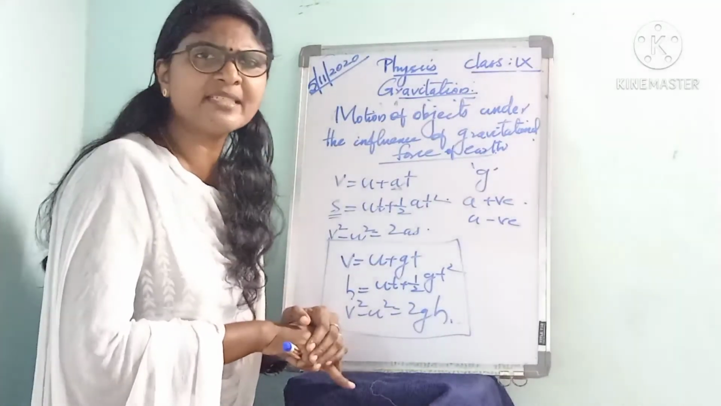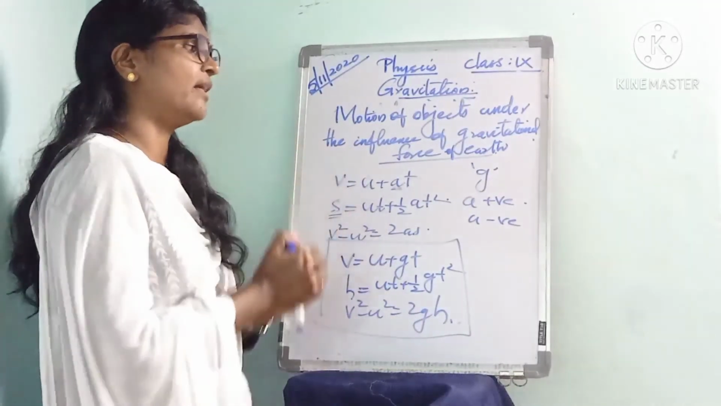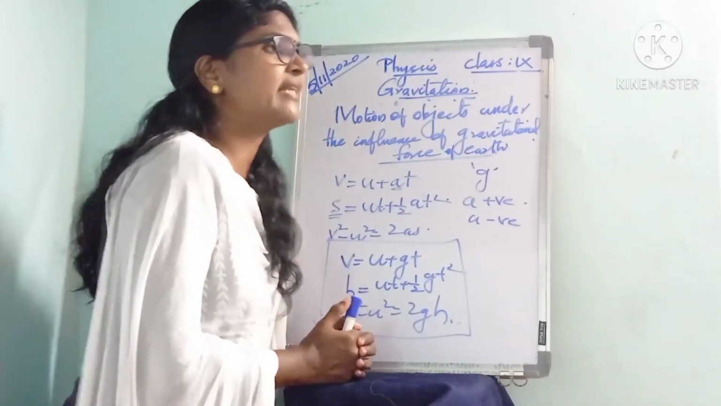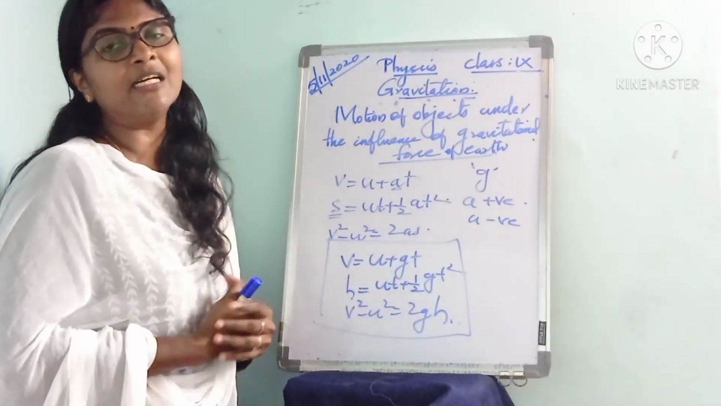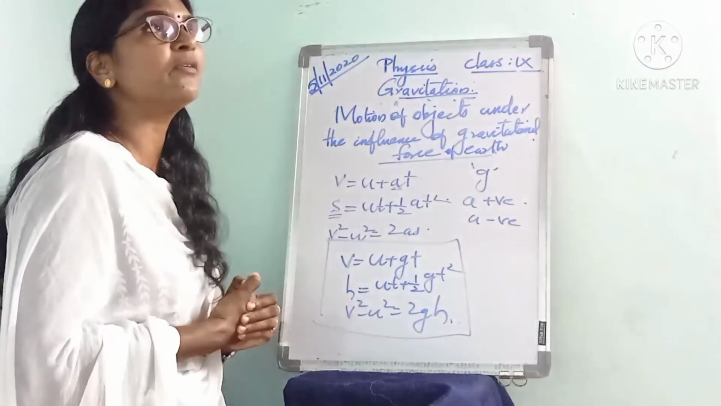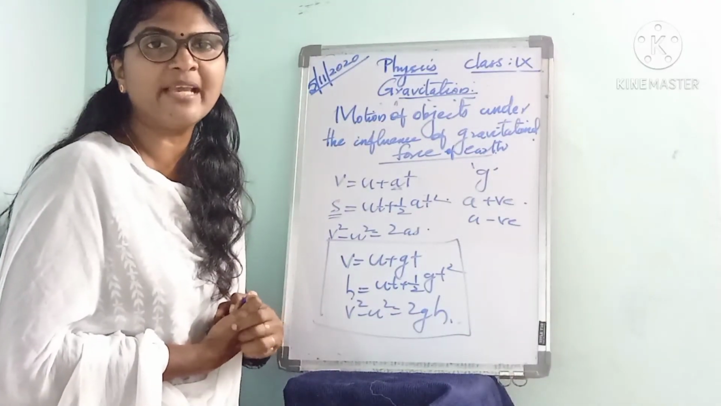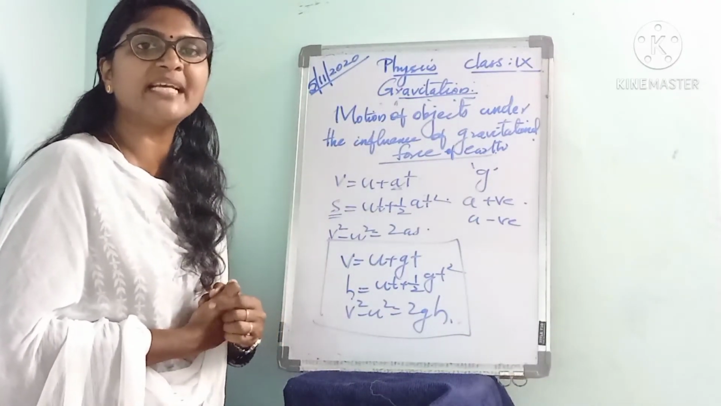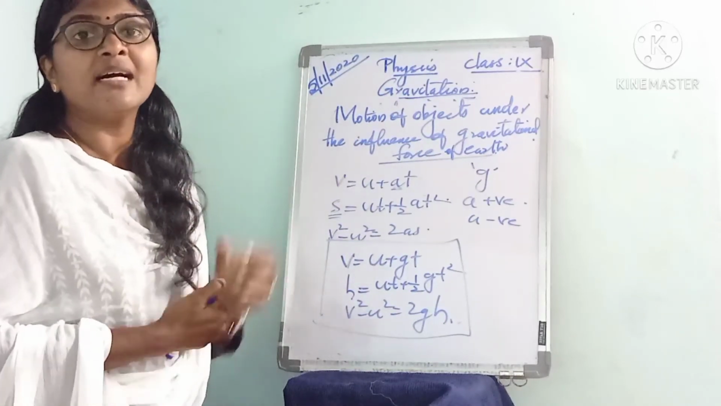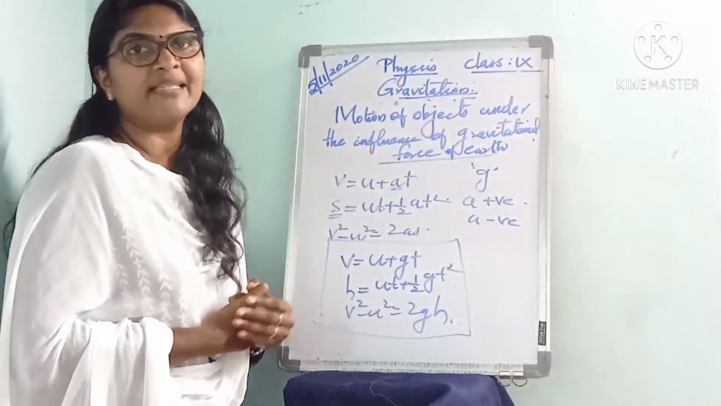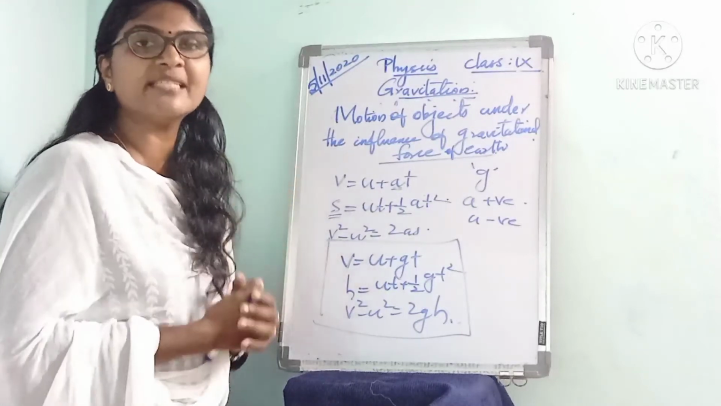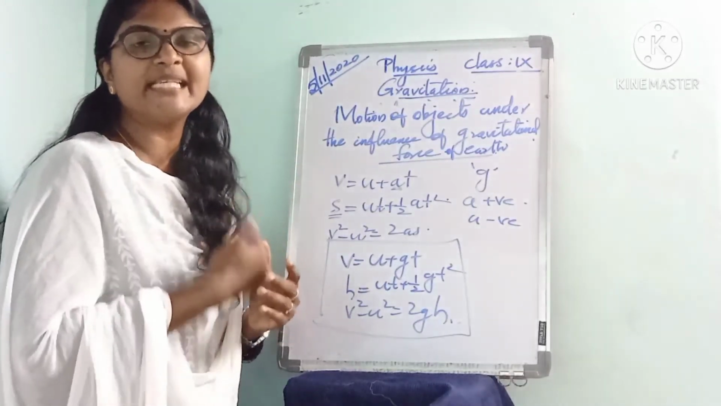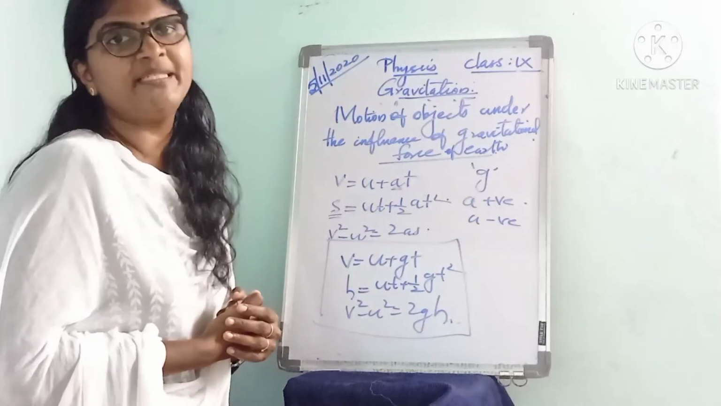Okay, all of you got it? Okay, in today's class we can just recall the things that we have learned today. First, we learned about free fall. What do you mean by free fall? If the motion of an object is only under the influence of Earth's gravitational force, then that motion is called free fall, and the object is said to be a freely falling object.